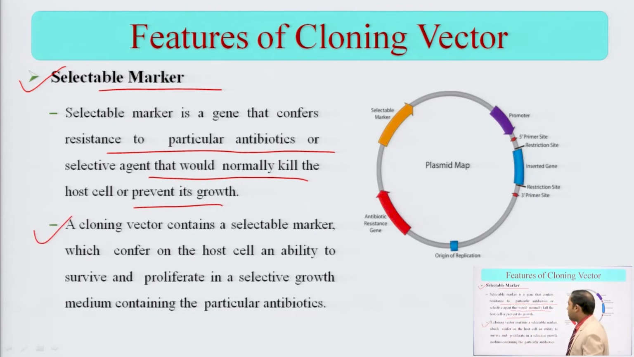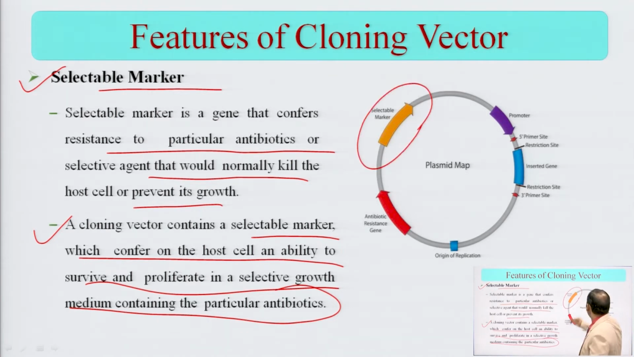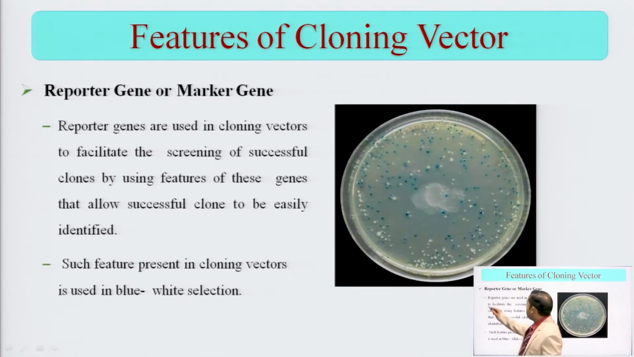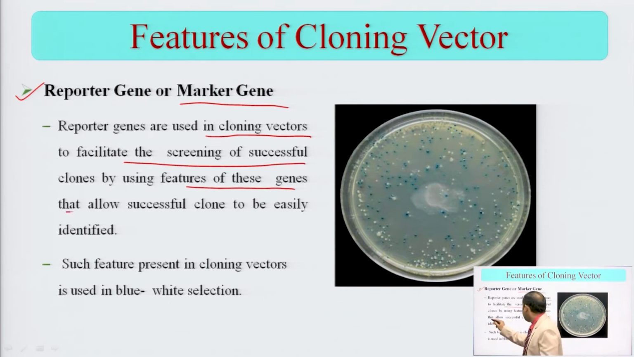If I tell you more, a cloning vector contains a suitable marker. The marker is important, as it confers on the host cell an ability to survive and proliferate in a selective growth medium containing the particular antibiotic. Then there is the reporter gene, or marker gene. Reporter genes are used in cloning vectors to facilitate the screening of successful clones, using features of the gene that allow a successful clone to be easily identified.